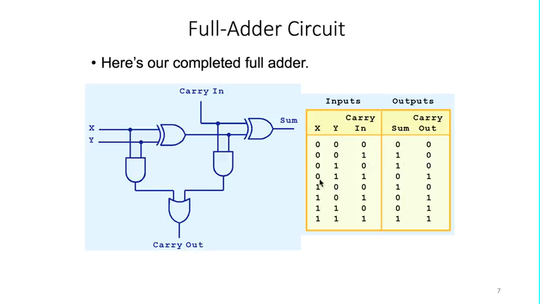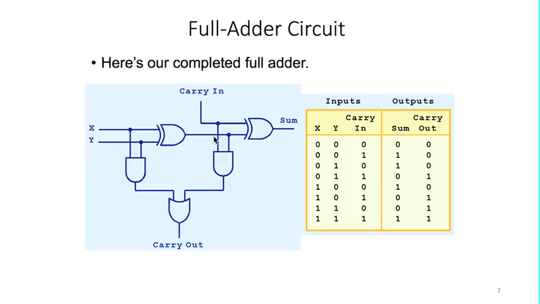Okay, so let's consider the row where x equals 0, y equals 1, and carry in equal to 1. Okay, so we have the 0, 1, and 1. So if 0, 1, the output equals 1, right? Because the inputs are different, the output of the XOR gate equals 1. So we have the 1, 1 right here, fed into another XOR gate right here. So the output equals 0, right? Because the two inputs are the same, the output of the XOR gate equals 0.